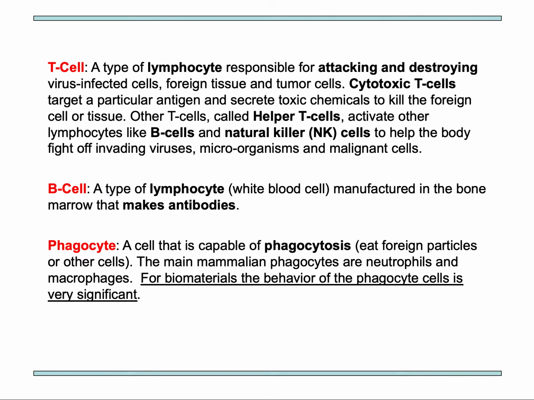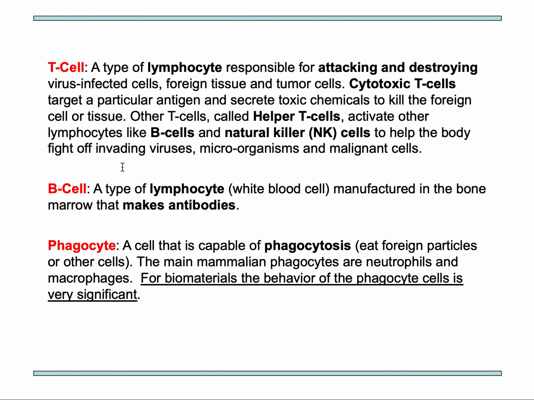And that's what happens. Now, the other T cell type is the helper T cells, and those T cells activate other lymphocytes like B cells and natural killer cells. T cells are very important. The helper T cells will activate other cells, and we will talk a little more about how this activation happens and what needs to happen for the B cells and natural killer cells to be activated.